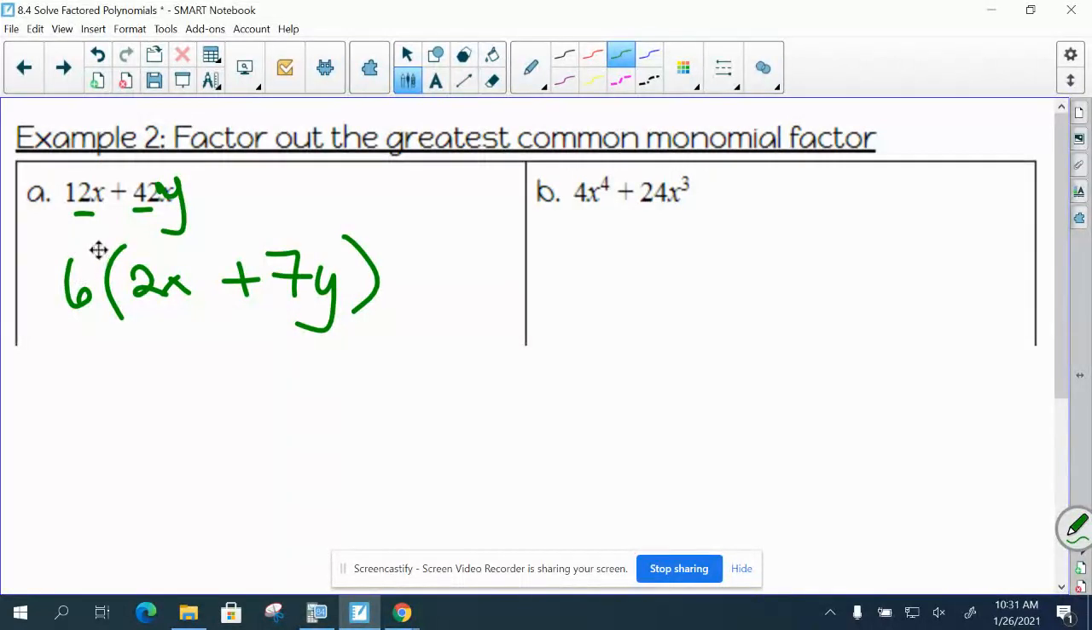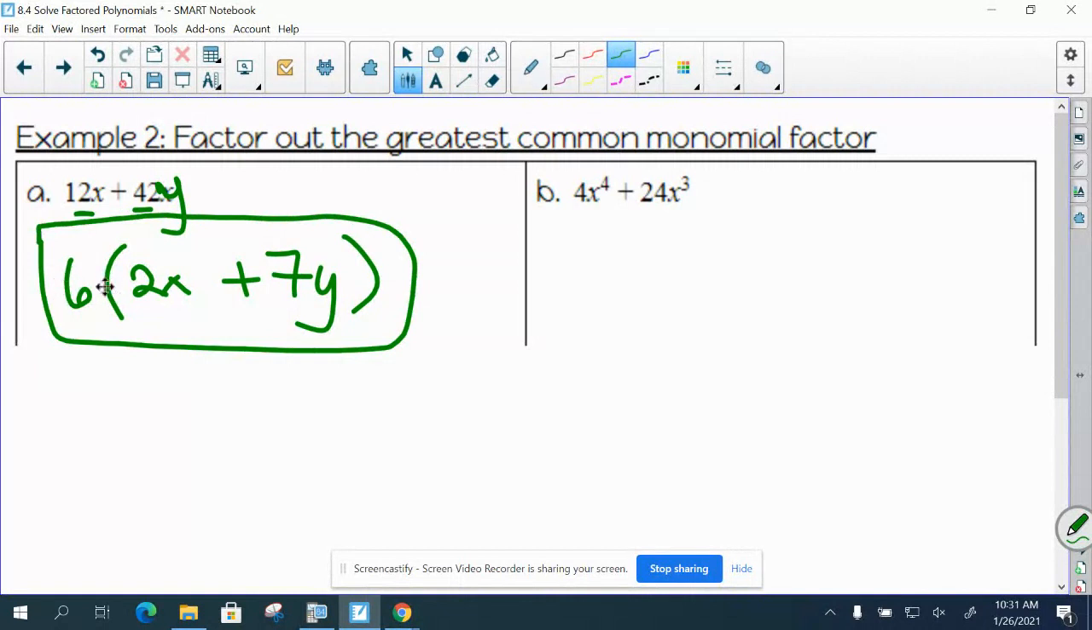Okay, so to check your answer, if you were to distribute the 6, you should get back to the original equation. And then that would be your final answer, factored. So now something times something else: 6 is a factor, and then 2x plus 7y is a factor.